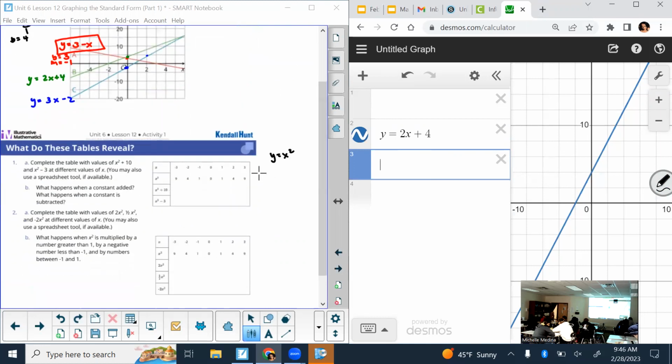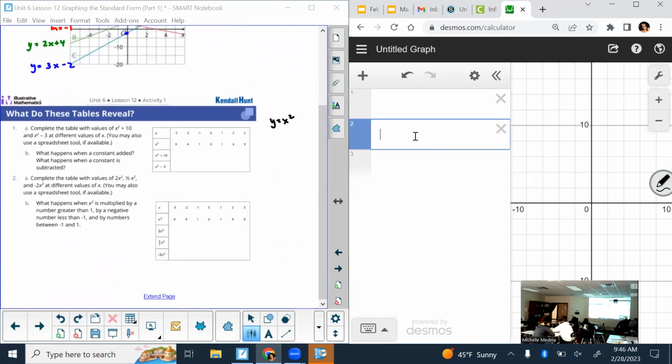All right, but down here we're talking about quadratics. So yeah, the minimum requirement for a quadratic is x squared.